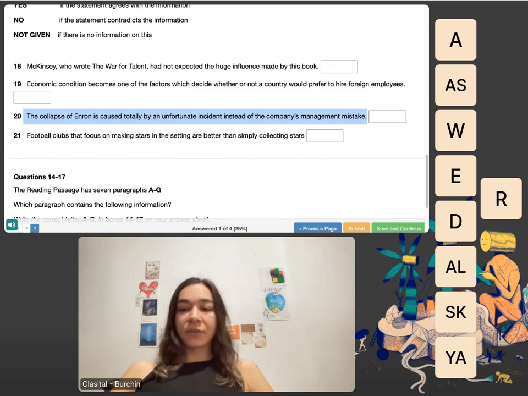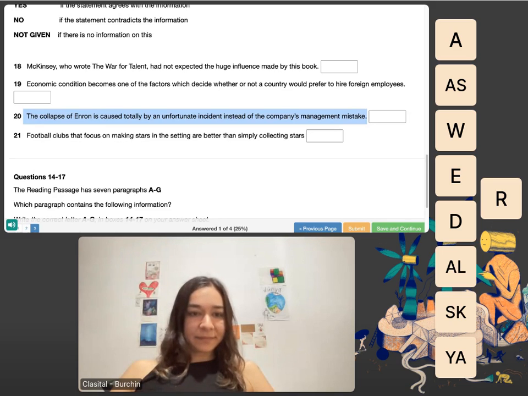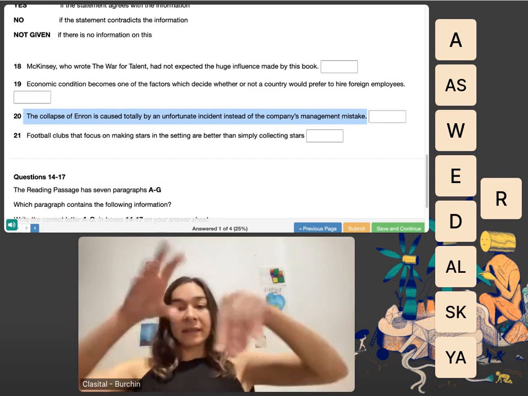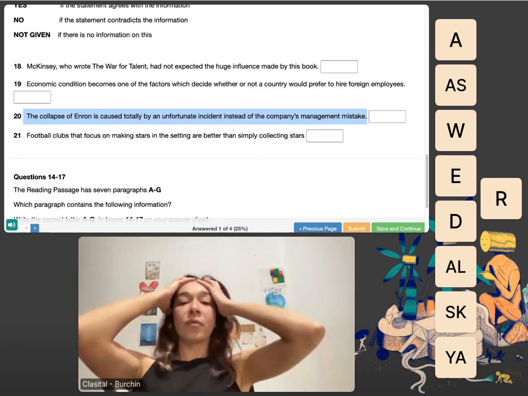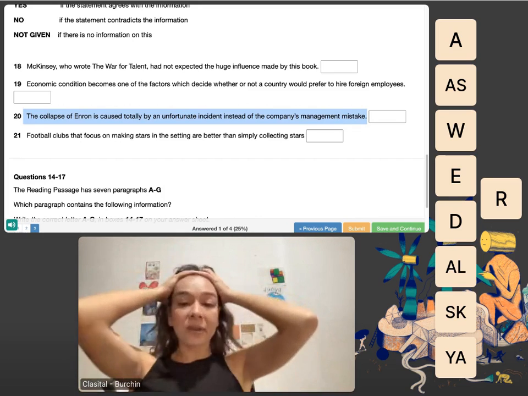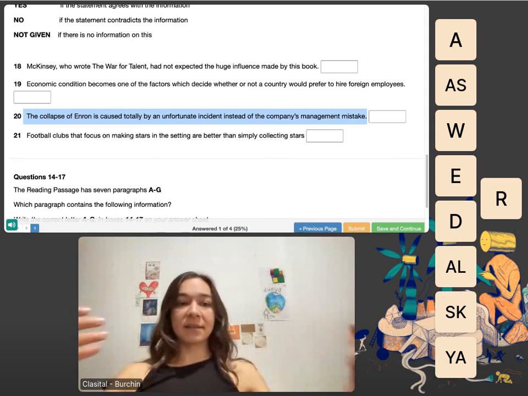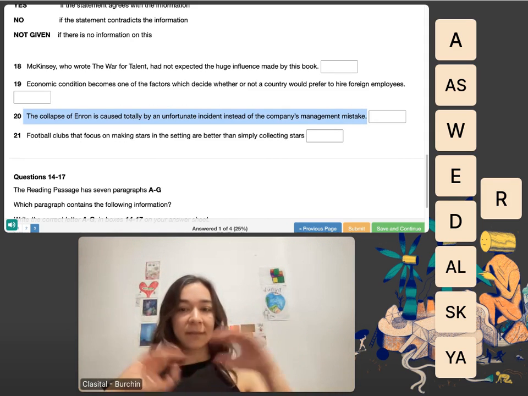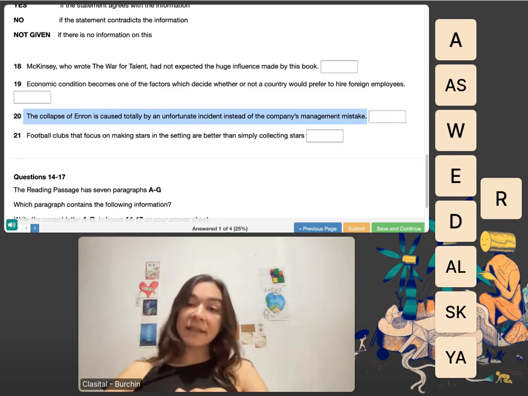Football clubs that focus on making stars in their setting are better than simply collecting stars. So there are some sports clubs who are collecting stars from somewhere, and there are football clubs who are raising stars in their environment. And these football clubs are better than the others.